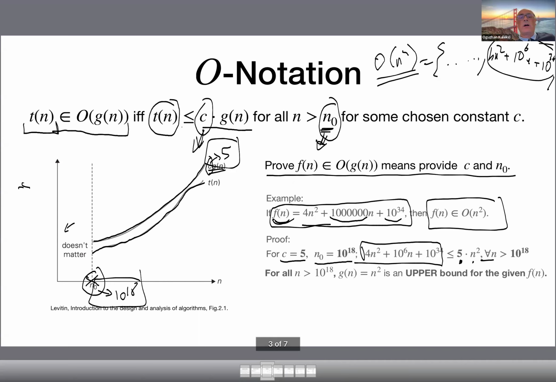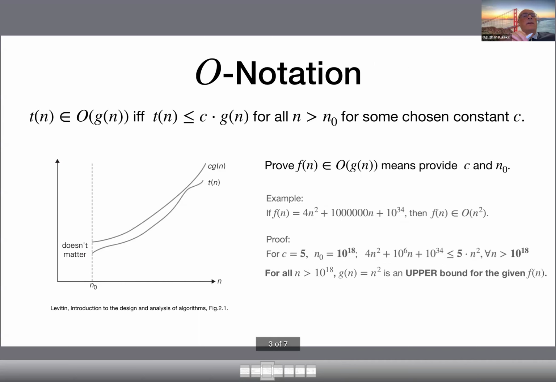Once more, I would like to repeat that the big O notation is a set of functions, and what I am saying with T(n) is an element of big O g(n) means T(n) is indeed an element in this set. Okay.